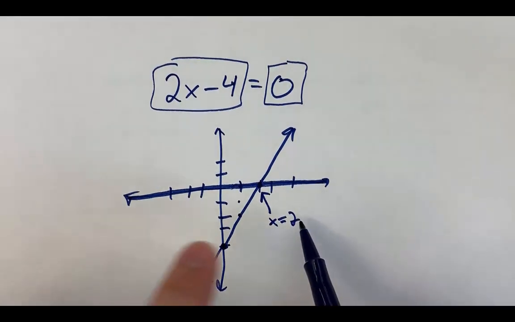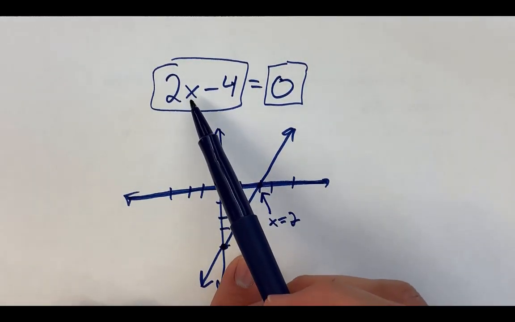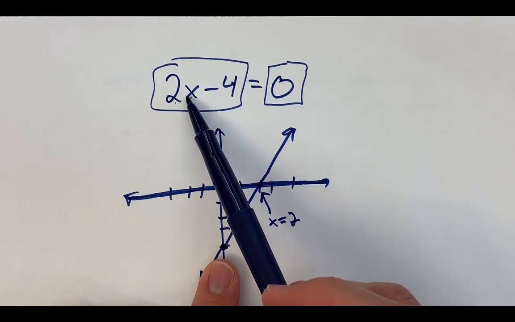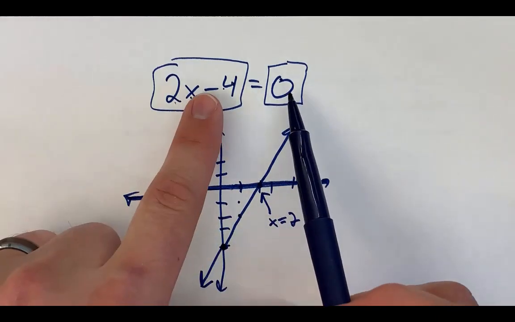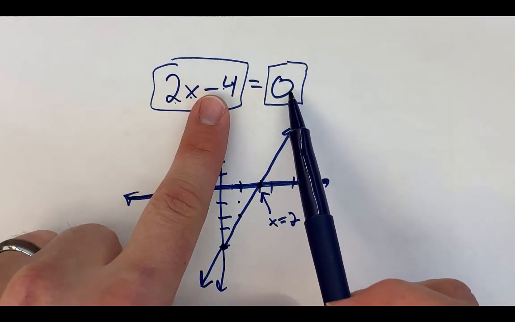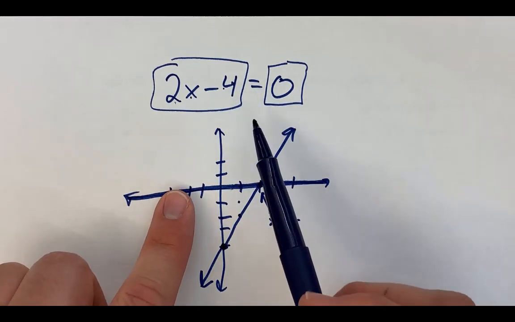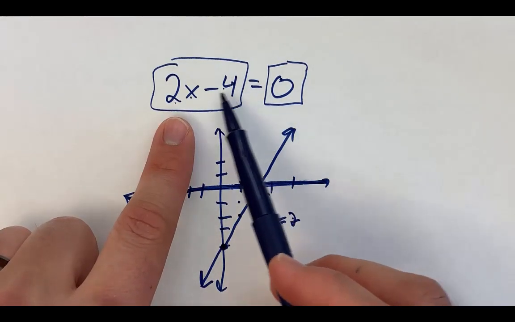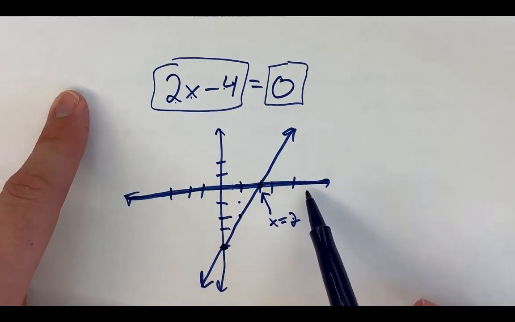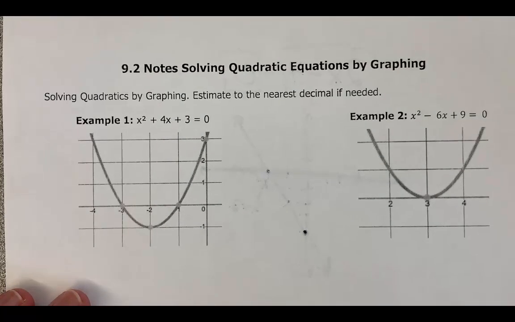Now, if you plug 2 in for x, you get 2 times 2, which is 4. 4 minus 4 is 0. In other words, you get a true statement: 0 equals 0. So that tells us that 2 is the solution to this equation. And this method of graphing, getting everything to one side, graphing it and finding where it crosses the x-axis, is one method we'll use for solving quadratic equations.